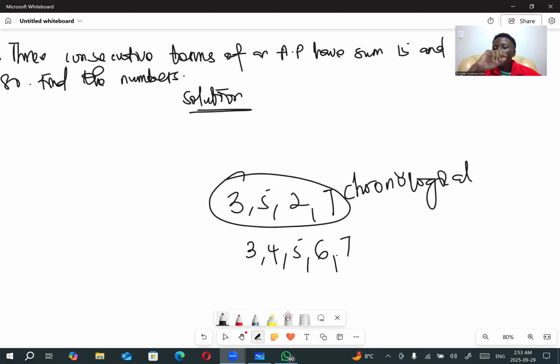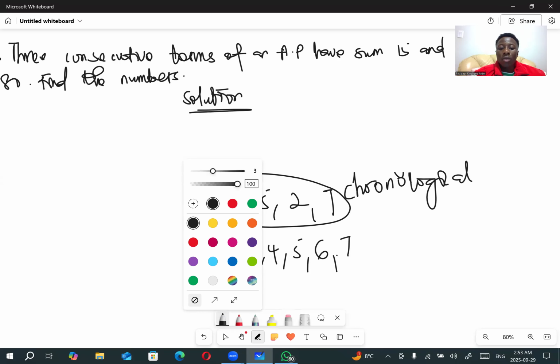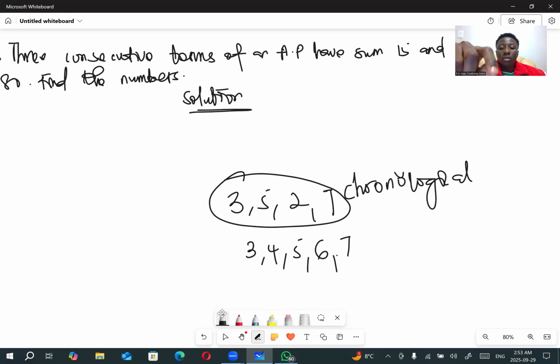AP has to do with arithmetic progression, that sequence where, to get the next term, a certain constant is added, or subtracted. That's what AP is about, right? And in an AP, the first term is denoted with what symbol? A. How would you get a second term? By adding the common difference to the first number.